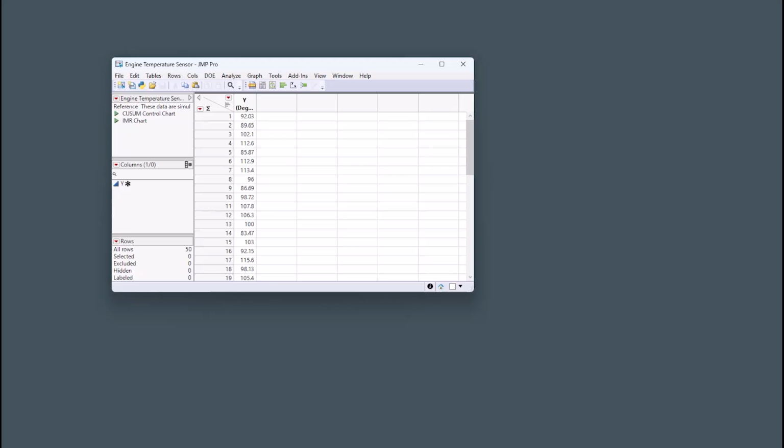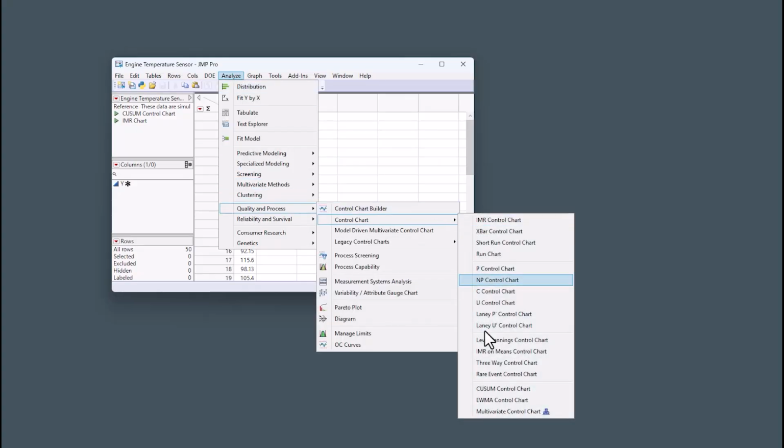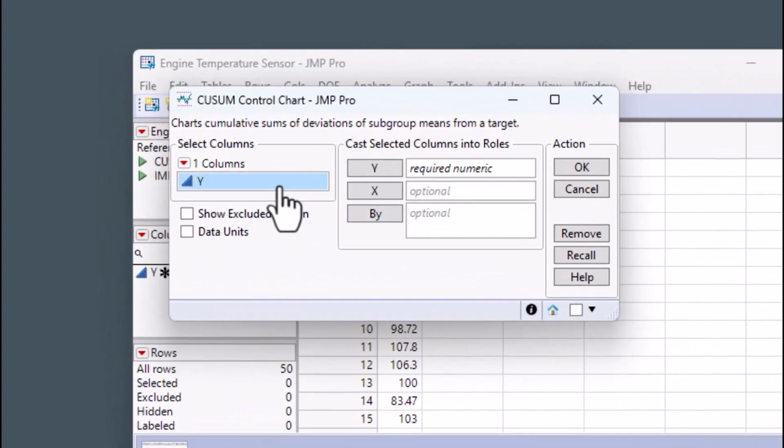This JMP demonstration shows how to create a CUSUM control chart on individual data. We're using the engine temperature sensor data from the sample data library. Let's begin by going to Analyze, Quality and Process, Control Chart, CUSUM Control Chart. Y goes in the Y role, then I'll click OK.